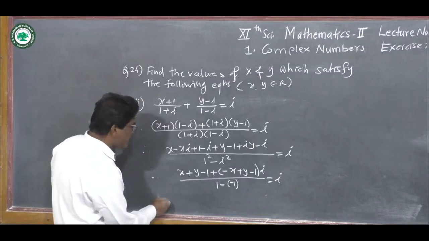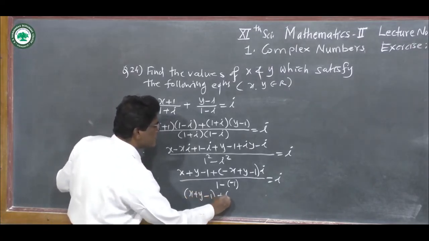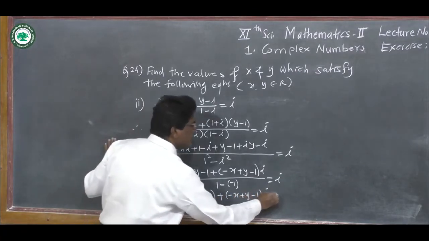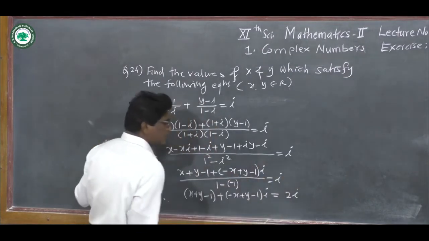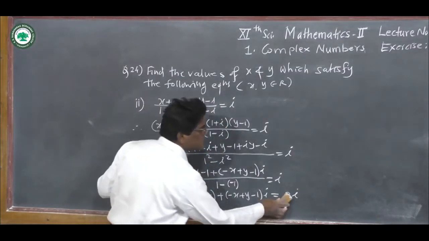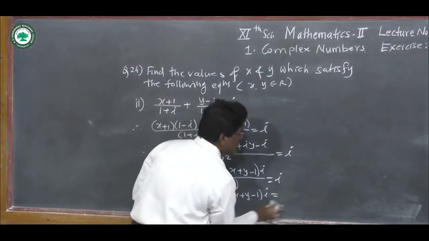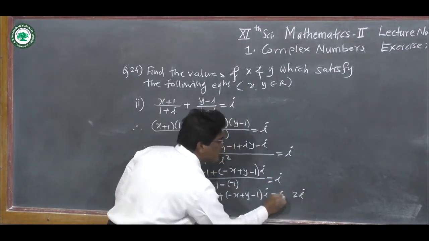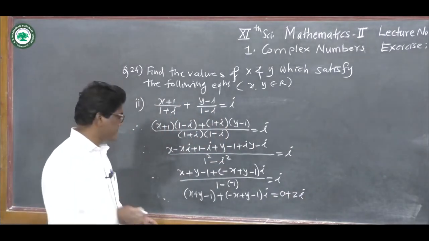So we get here x plus y minus 1 plus minus x plus y minus 1 into i is equal to 2i. We write this 2i as 0 plus 2i, since 2 into i is 2i. So equating real parts and imaginary parts.